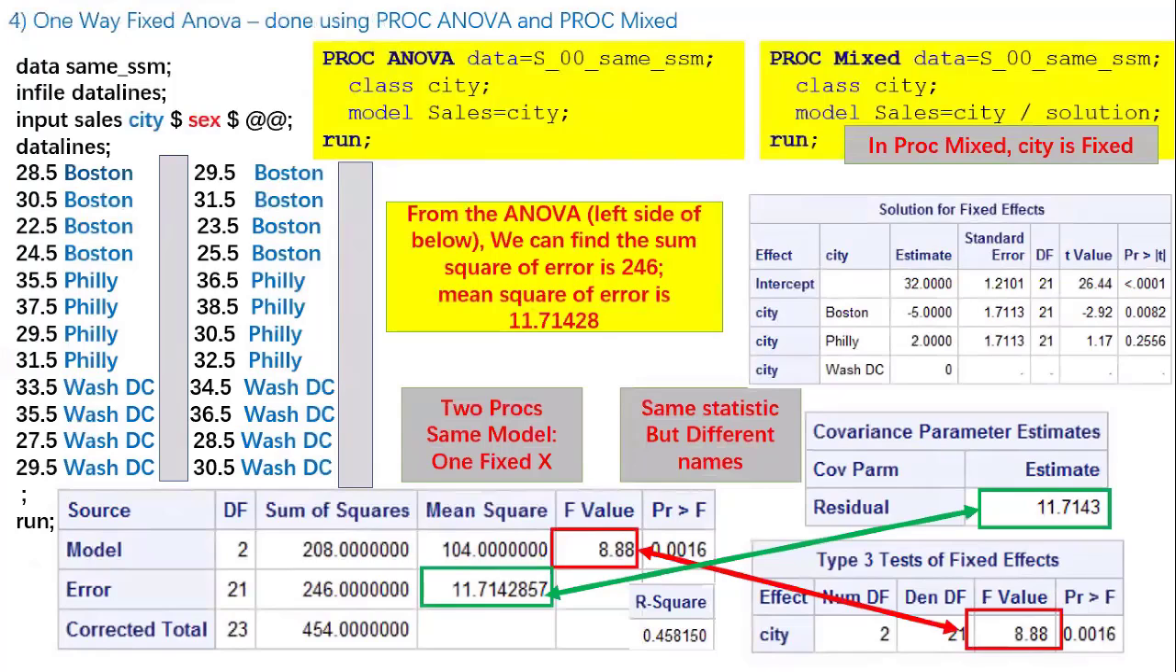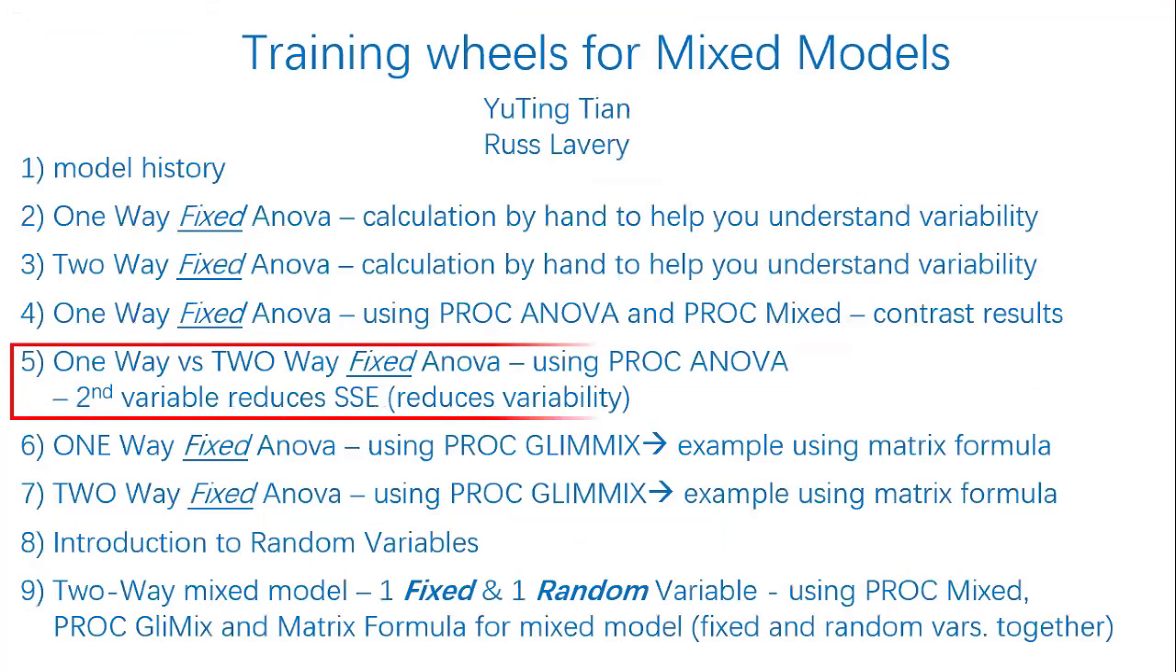From the ANOVA left side of the output, we can find the sum square of error is 246, mean square of error is 11.7142. Let's go to the next section, one-way versus two-way fixed ANOVA.